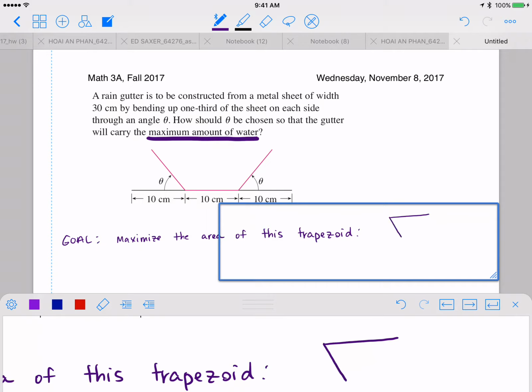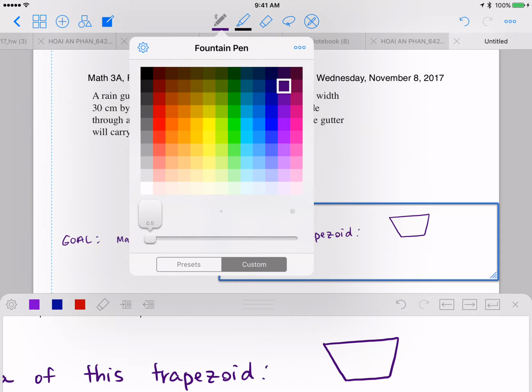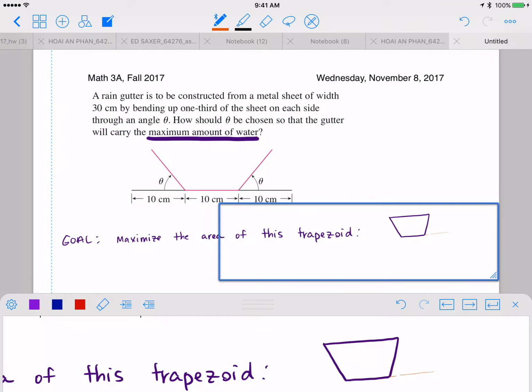So it's the trapezoid that is formed with, let me make this smaller. So this angle is theta, right? This angle is theta. The length of the base of the trapezoid is 10 centimeters. Okay. And we know that the sides are also 10 centimeters. So this side, 10 centimeters, and the left side is also 10 centimeters.